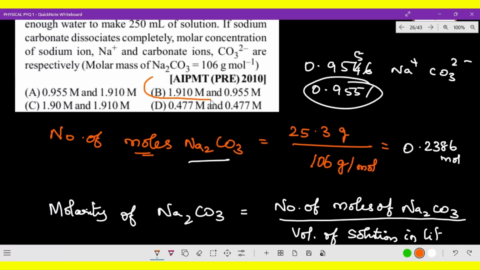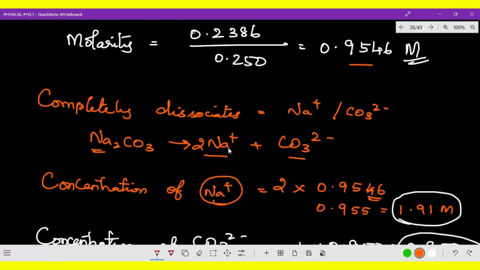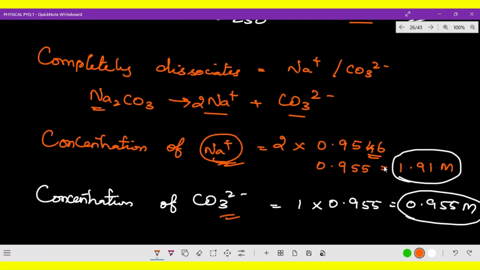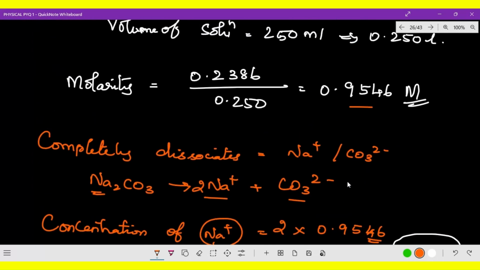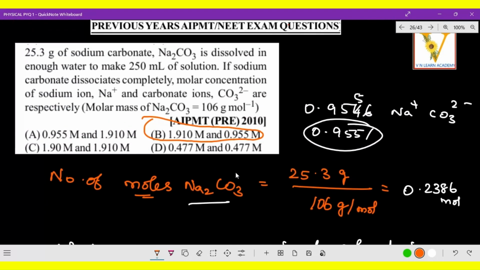Sometimes we will think the answer is somehow reversed, and we'll go for option A only. So actually, which is the correct option? I hope you got the clarity. Option B is the correct option. Why have we taken Na plus and CO3 2 minus? See, this is Na plus and CO3 2 minus. Come on, let's go to the next question.